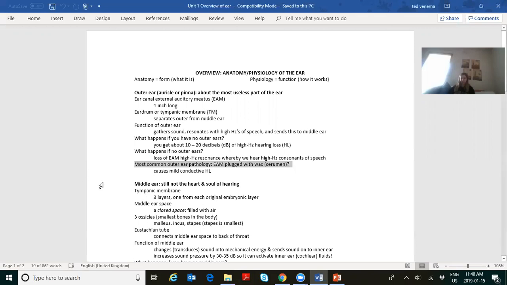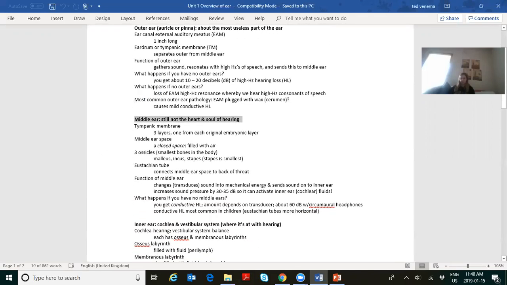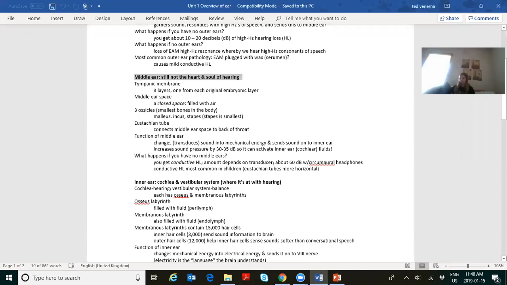Now let's move to the middle ear. And this is still not the heart and soul of hearing. It helps bring sound to where it's got to go, and where it's got to go is to the inner ear. It's all about the inner ear. So the outer ear gathers sound and it resonates with high pitches of speech. The middle ear takes that and brings it further.